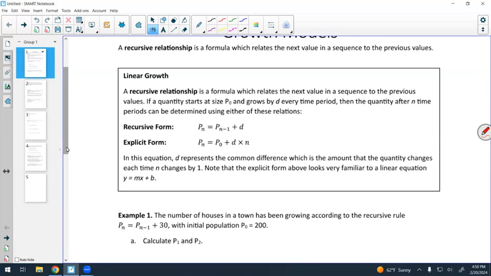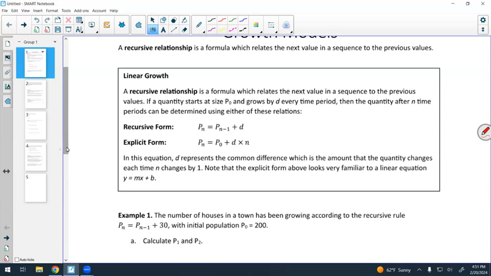We start with the recursive form, which says p sub n is equal to p sub n minus 1 plus d. Keeping in mind that p sub n is the third, fourth, fifth number we're looking for, and p sub n minus 1 would be the previous number. So if we're looking for the fourth one in the sequence, p sub n minus 1 would be the third one, plus d. d represents the common difference, which is the amount the quantity changes each time n changes by 1.